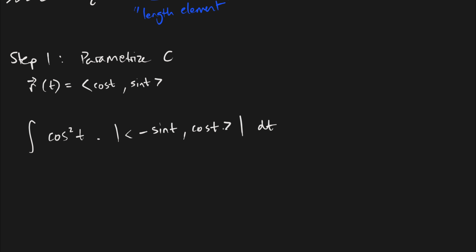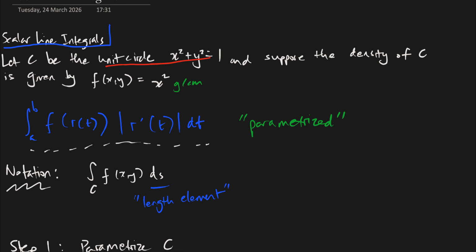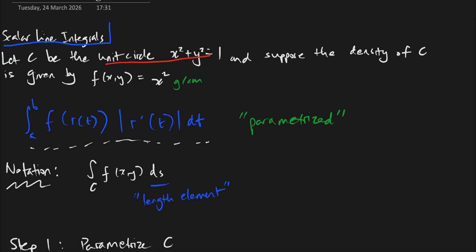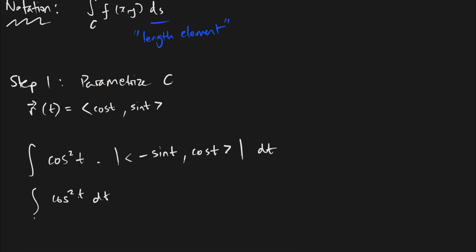Okay, let's go ahead and do this. Cos squared t, and then this is just going to be sine squared t plus cos squared t, which is 1. So just cos squared t. So we're going to have the integral of cos squared t with respect to t. Oh, and sorry, I forgot to add in the bounds. They're going to be from 0 to 2 pi, because those are the bounds of the unit circle.